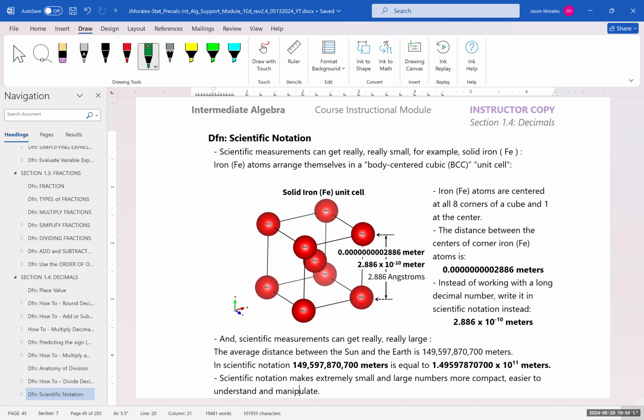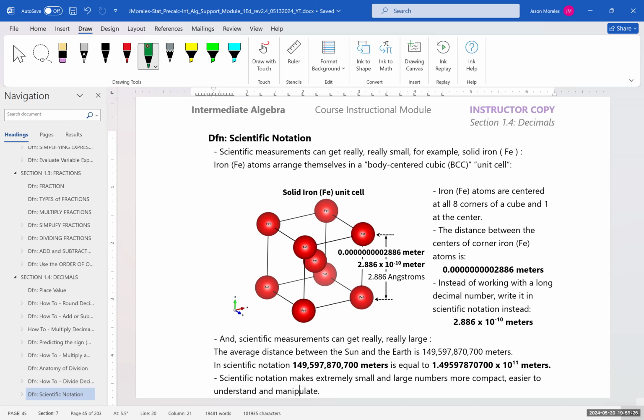Scientific notation. I can't underline enough how important this is. Scientific notation is used across a broad spectrum of different fields, whether it's insurance or healthcare or anything in biology, chemistry, physics, astronomy. I mean, in so many different fields.